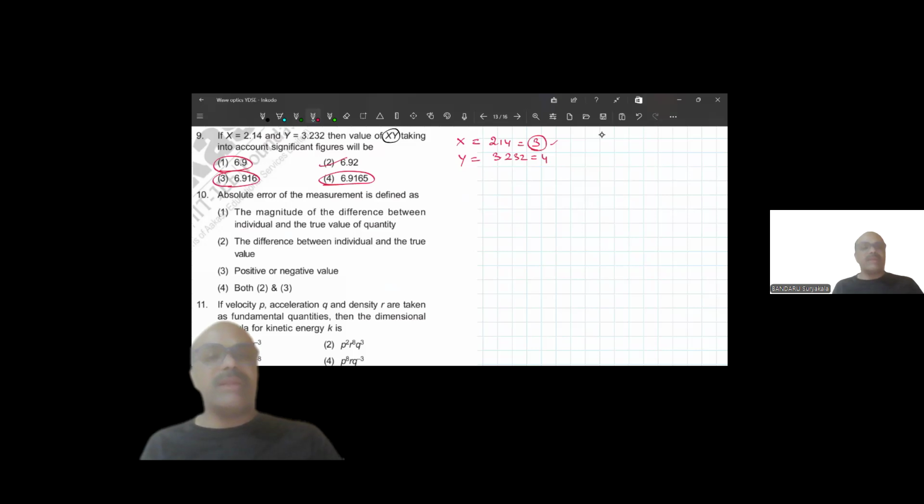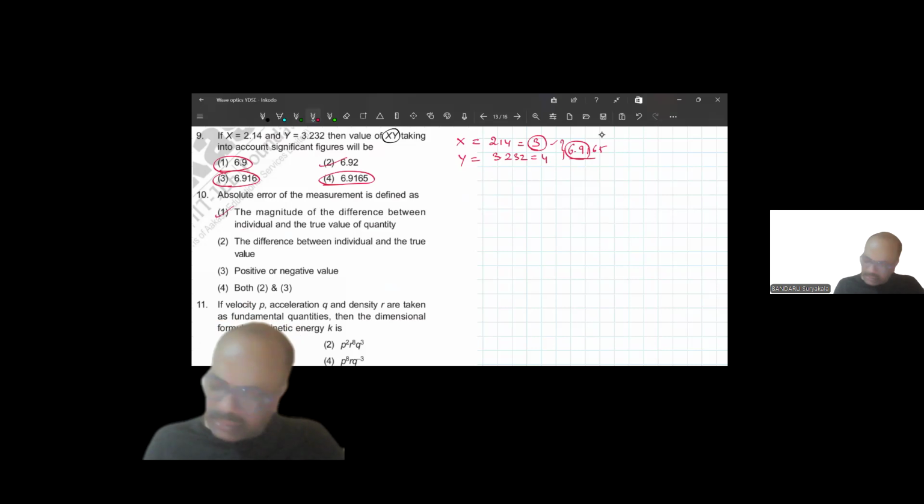If you do the calculation, you will get 6.916. If you take the product, 6.9165 will come. So we want to round to 3 significant figures only. So 6.92 is the correct answer. 10th one. The absolute error is defined as the magnitude of the difference between the individual and the true values. So option 1 is the correct answer.